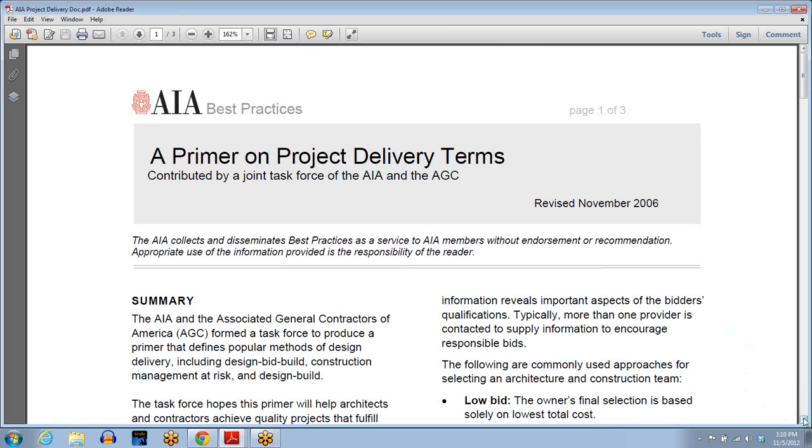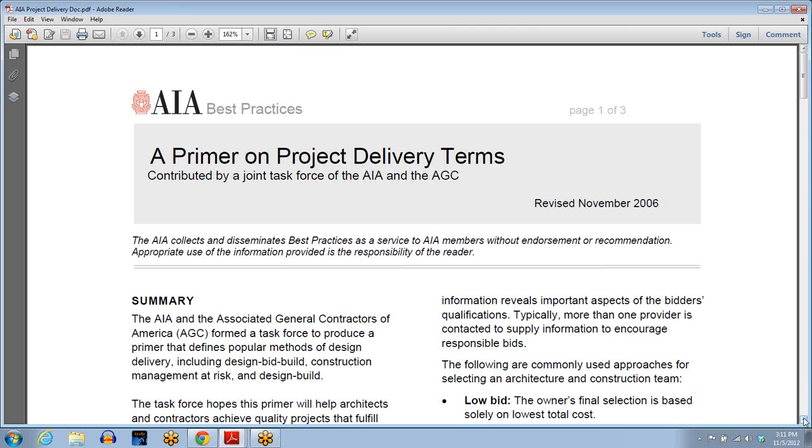This is a tutorial on project delivery systems. I have provided you with 5 different documents to give you an industry professional's perspective on project delivery systems. This first document is from the Architects Institute of America, and they are going to give you definitions of the characteristics of the 3 project delivery systems.